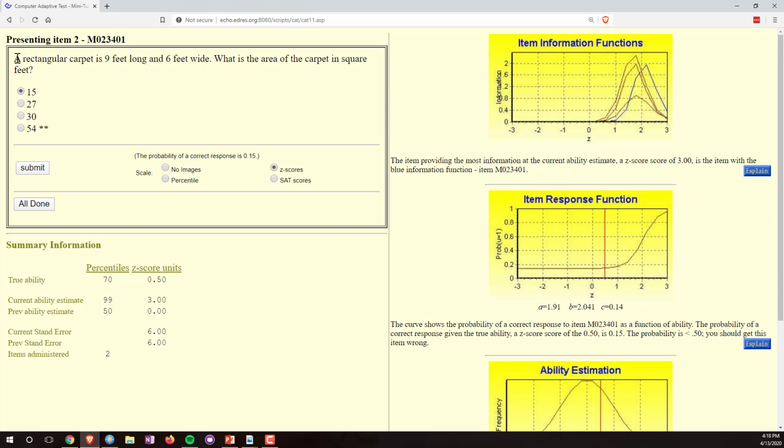And that's the item we see here. So it's a rectangular carpet, 9 feet long, 6 feet wide. What's the area of the carpet? So it's a fairly difficult item, as you can see. You can take a look at the item parameters down here.